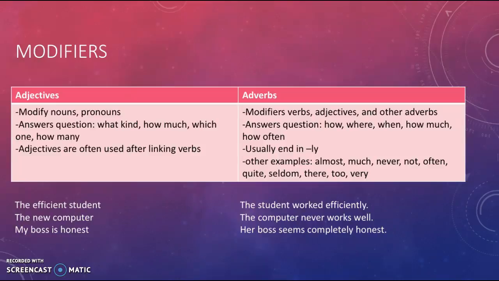We have the efficient student. So what kind of student do we have? We have an efficient one. What kind of computer? A new computer. You may even say which one, the new one. And the third example, my boss is honest.